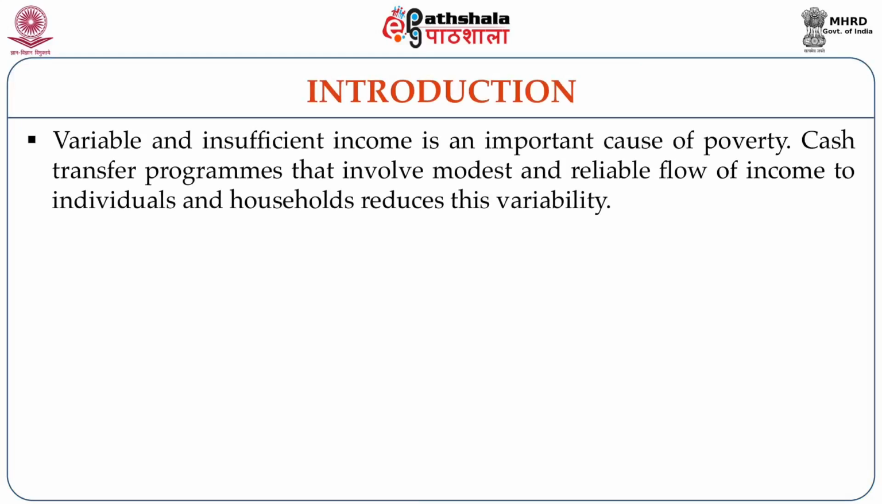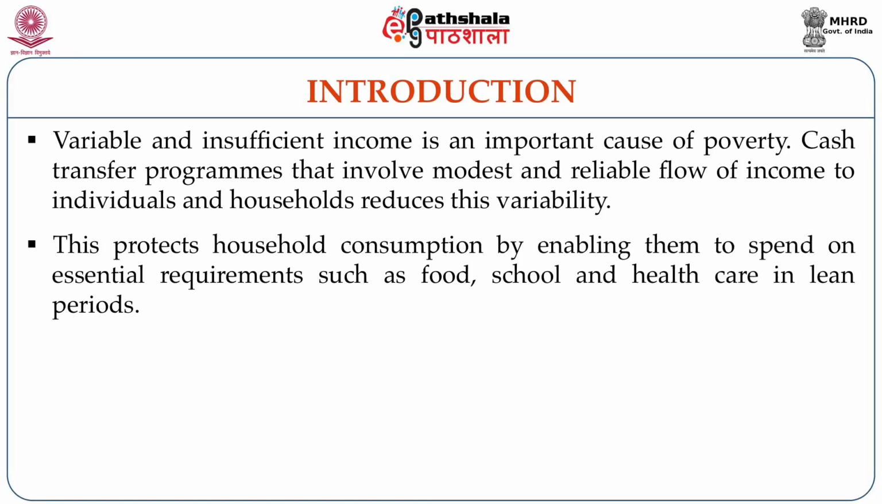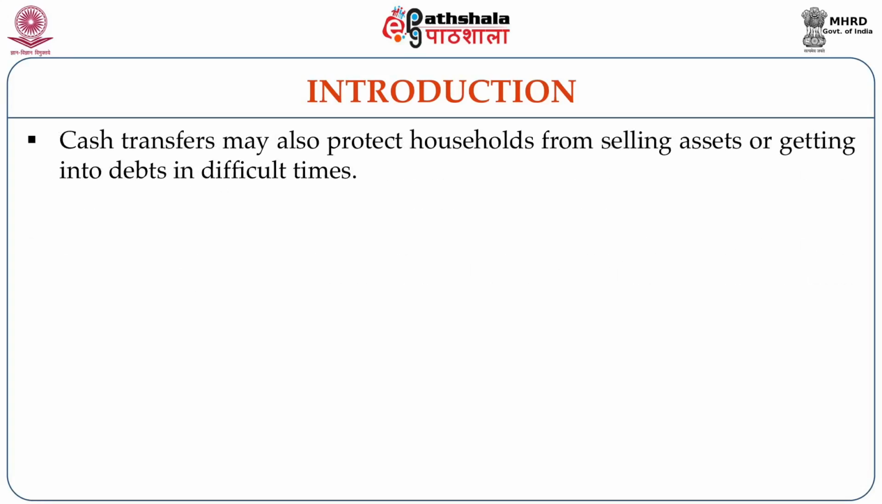One of the important causes of poverty in the society is variable and insufficient income. Cash transfer programs involve a transfer of a modest and reliable flow of income to individuals and households to reduce this variability. This protects the household consumption by enabling them to spend on essential requirements such as food, school, and healthcare in lean periods when they may not be obtaining the kind of incomes that they had believed they would.